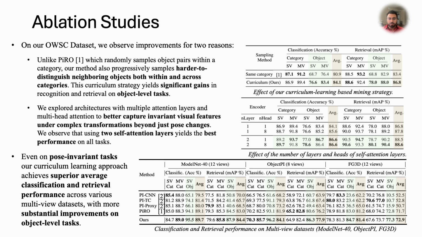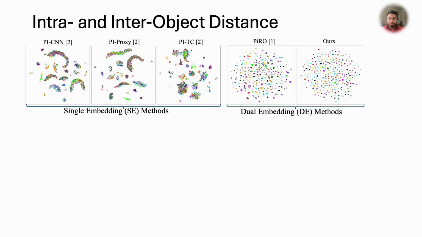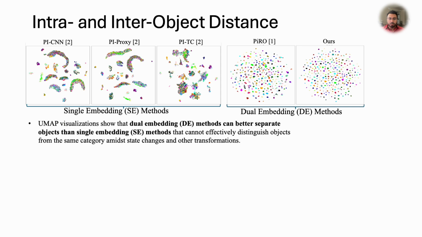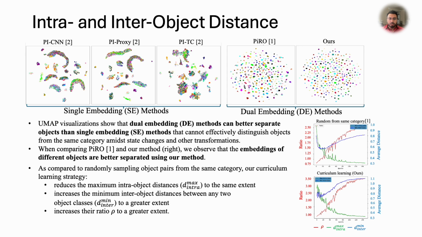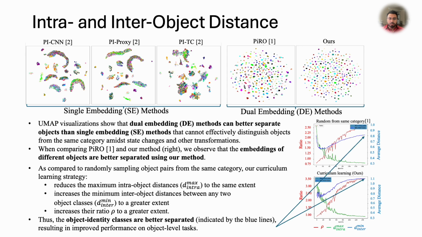ModelNet, ObjectPI, and FG3D. The UMAP visualizations, where each object is shown in a different color, show that dual embedding methods on the right can better separate objects than simple embedding methods on the left, which cannot effectively distinguish objects from the same category amid state changes. Comparing Pyro and our method on the right, we observe that the embeddings of different objects are much better separated using our method. Further, we plot the intra and inter-object distances, and from the inter-object distances indicated by the blue lines, we observe that our curriculum learning approach leads to better separation, resulting in improved performance on object-level tasks.